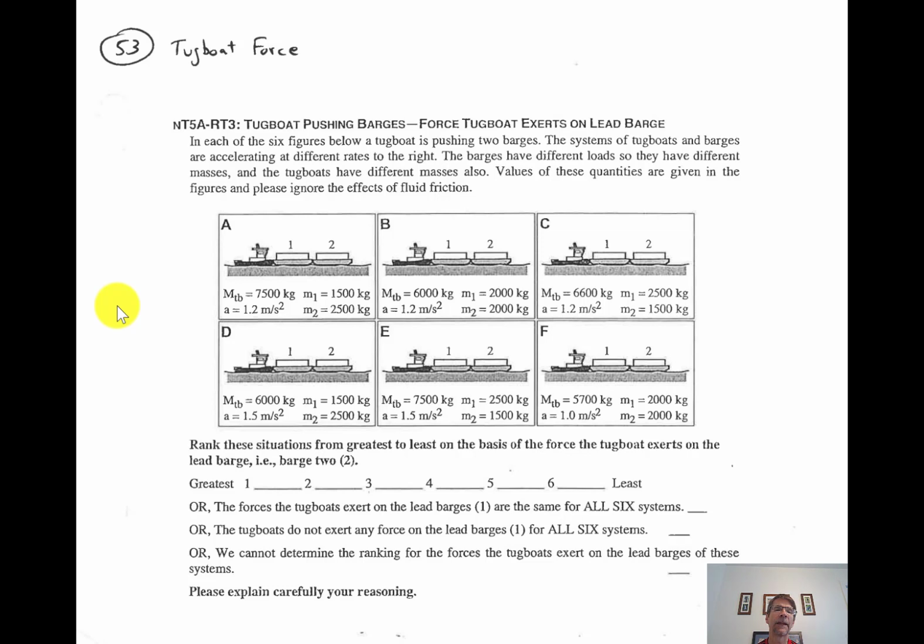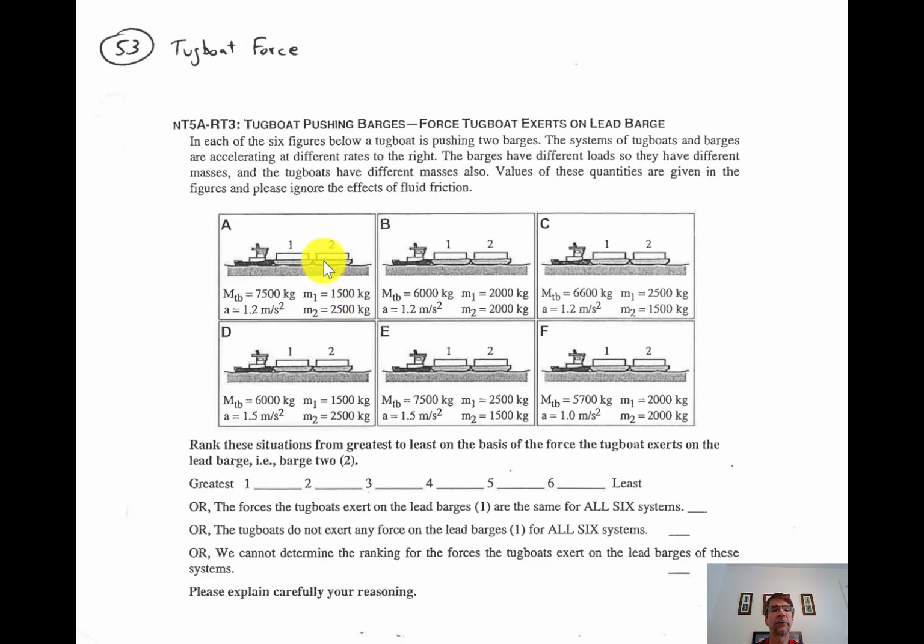All right? So you could figure out the force that the tugboat is exerting on barge 1. Once again, you just add up the two masses and then multiply by the acceleration. And you could rank these by the force exerted on barge 1. Then you could also figure out the force that barge 1 exerts on barge 2. You could actually do that before anything else as well.